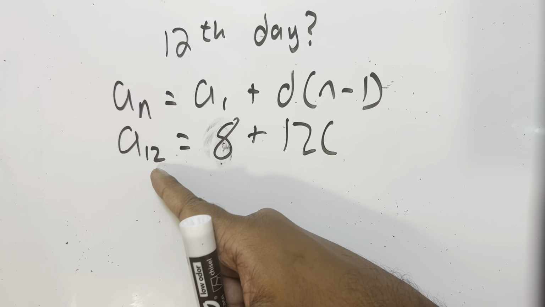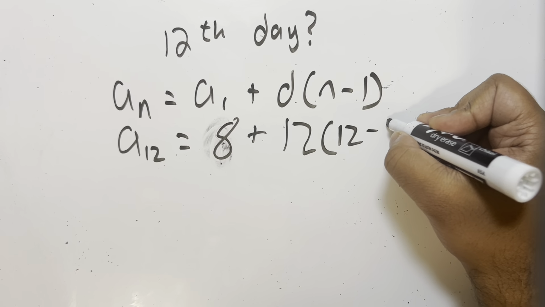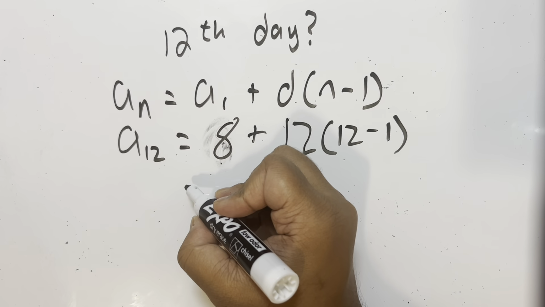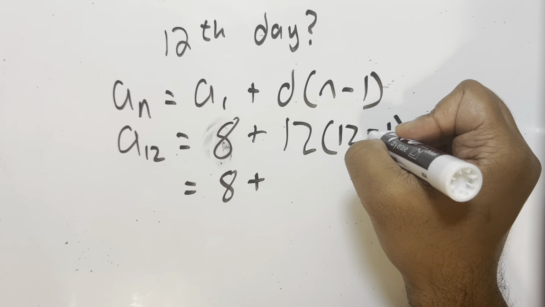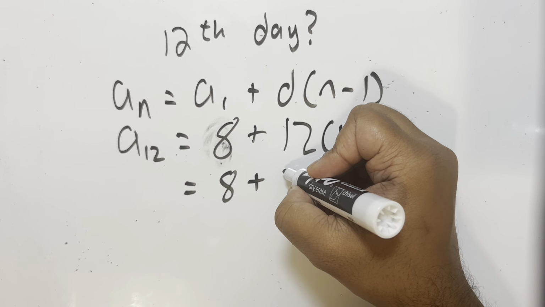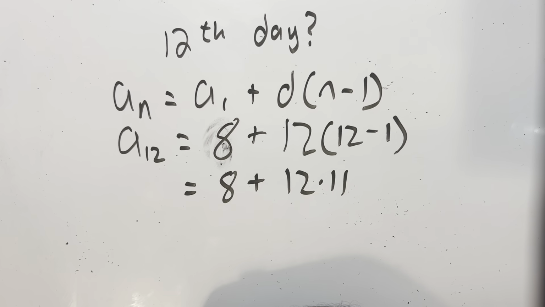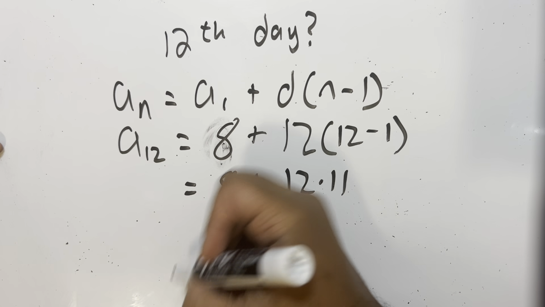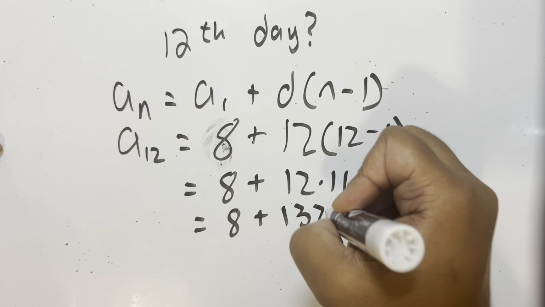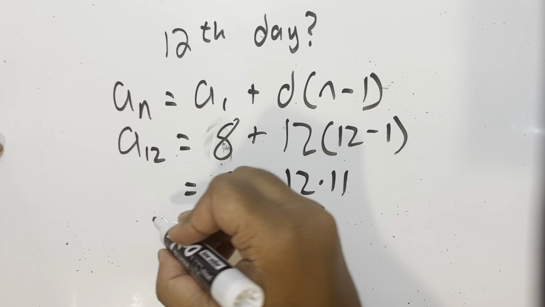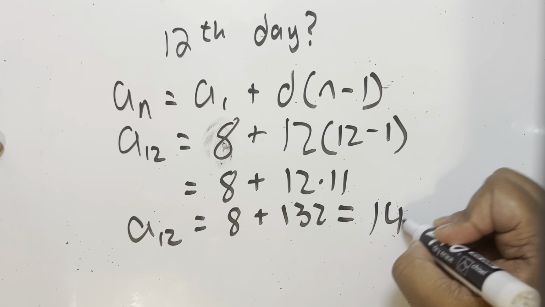8 plus the common difference, which is 12. I'm looking for the 12th day, so the term number is 12. I'll put 12 in here, and I get my minus 1 in here. So I get 8 plus, now 12 minus 1 is 11, so it's going to be 12 times 11, which I know is 132. So 8 plus 132 equals A of 12, which is 140.